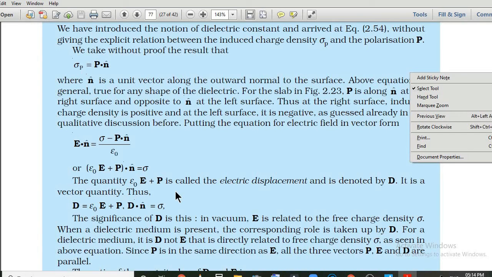The quantity epsilon 0 E plus P is called electric displacement. Now here we are introducing a new term that is known as electric displacement. It is represented by the symbol D. Thus instead of epsilon 0 E plus P, we may write D. D means electric displacement. That is, D is equal to epsilon 0 E plus P. Therefore this equation can be written as D dot n is equal to sigma.